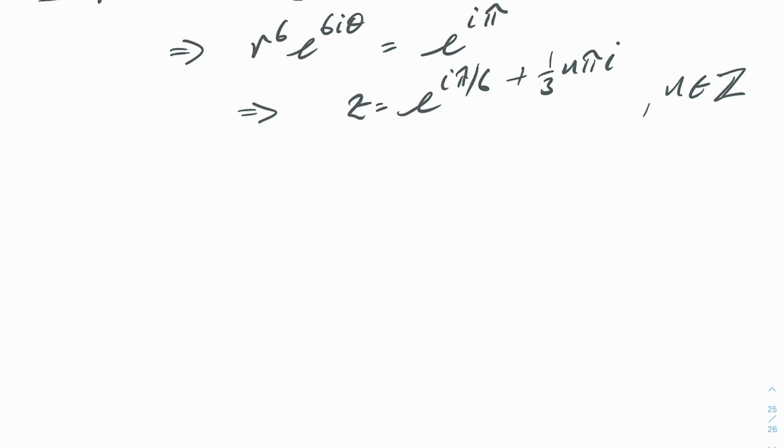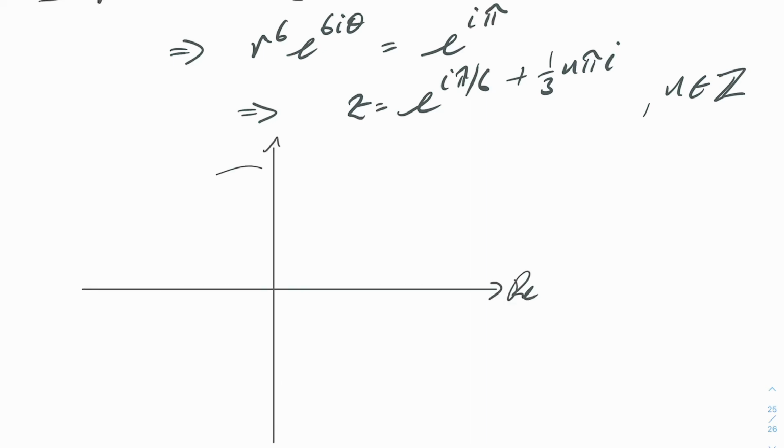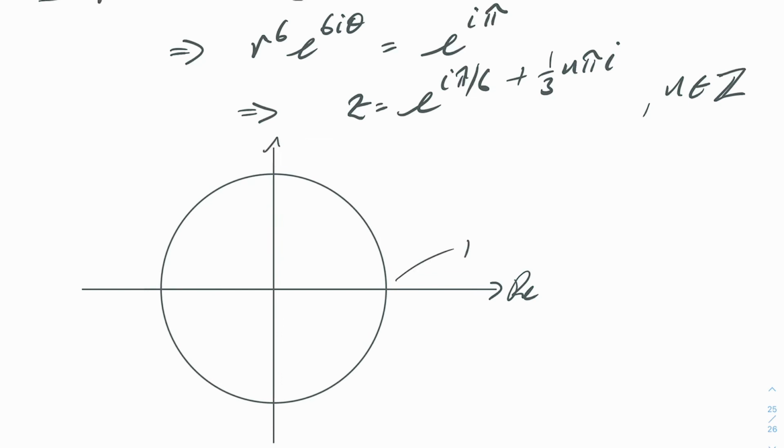And these points, again, all lie on a circle. In this case, it's the unit circle. We have 6 distinct points now, and they lie on the unit circle. The first one makes an angle pi by 6. The rest are spaced around the unit circle with an angle pi by 3 apart. So we can see that i and minus i are solutions.